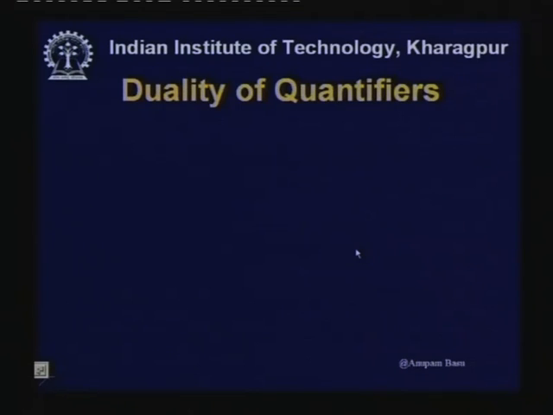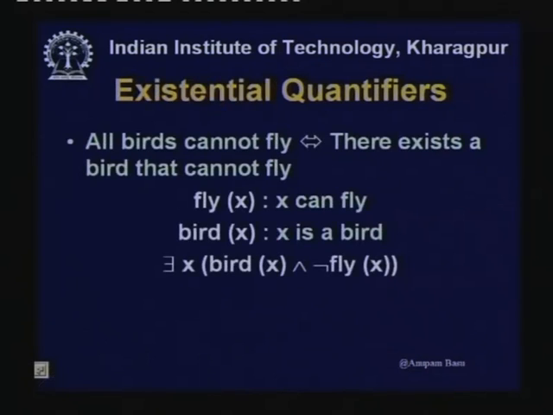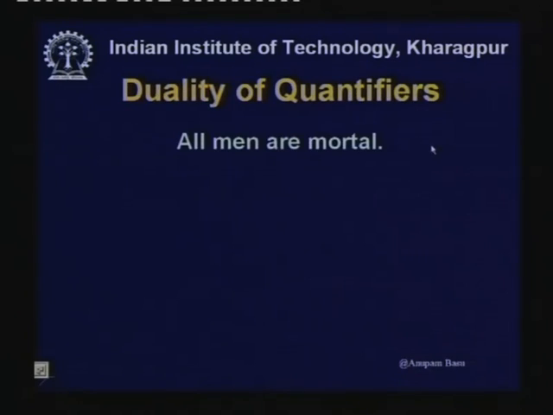Now, let us look at another interesting aspect, that is called the duality of quantifiers. There is a duality between the existential quantifier and the universal quantifier. You must have observed that duality in this earlier example, all birds cannot fly. I am saying all, but I am translating that into some sort of an existential statement. Now, say if we have all men are mortal, that is equivalent to no man is immortal, similar to De Morgan's double negation.